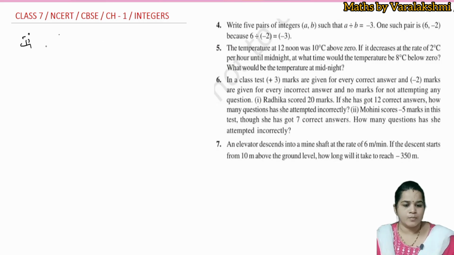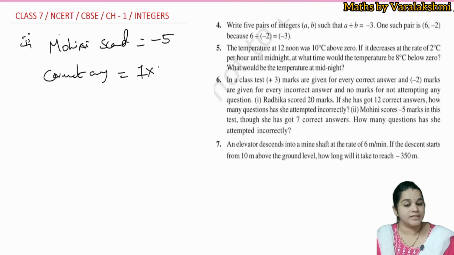Next, Mohini scored minus 5 marks on the whole. But she got 7 correct answers. For each correct answer we will give 3 marks. So that is 21. But on the whole she got minus 5 only, which means she has lost all these 21 marks.